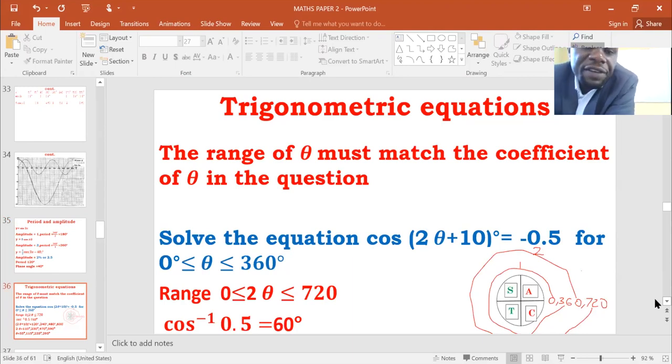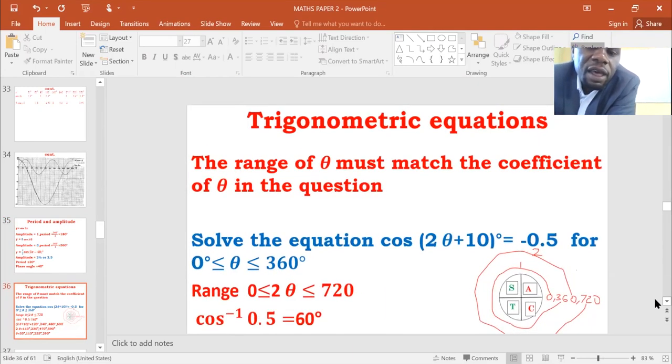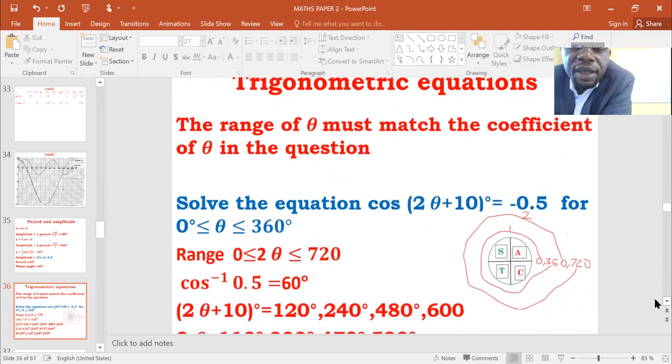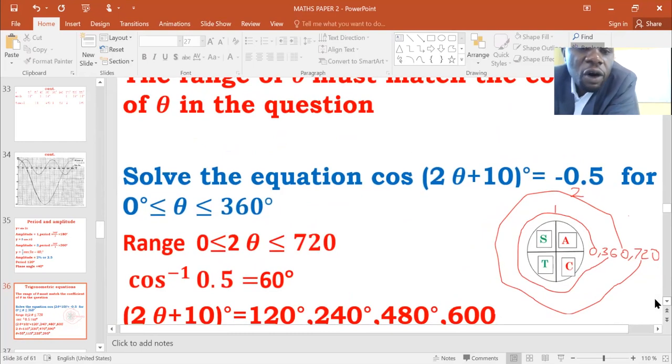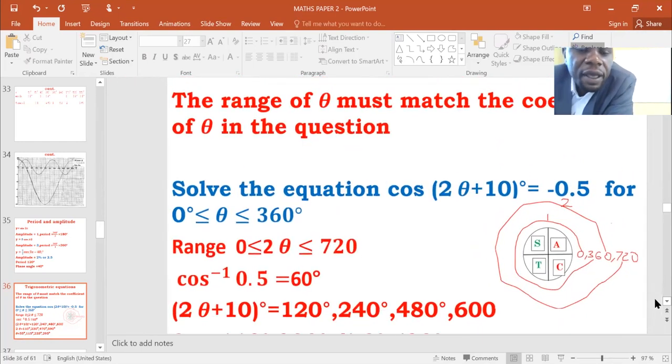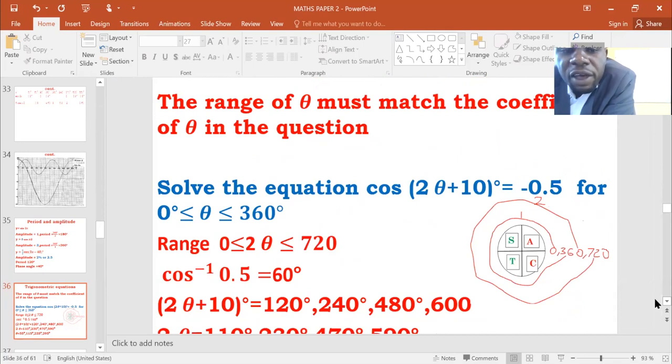Now, another area in trigonometry where students have challenges is when you're given an equation. This is a Form 3 work. I picked this just as an example: cos 2 theta plus 10 is equal to negative 0.5. The range is given as 0 is less than or equal to theta, less than or equal to 360 degrees. Now, if you look at the equation, the coefficient of theta is 2. That implies that the range that I'm given, I should also multiply it by 2.